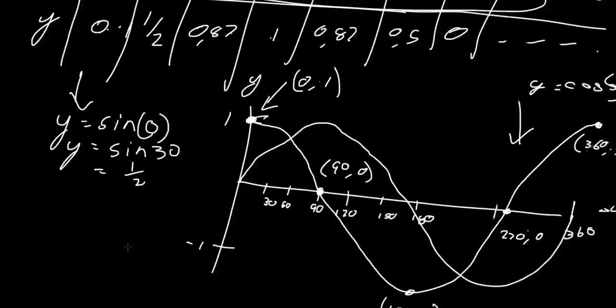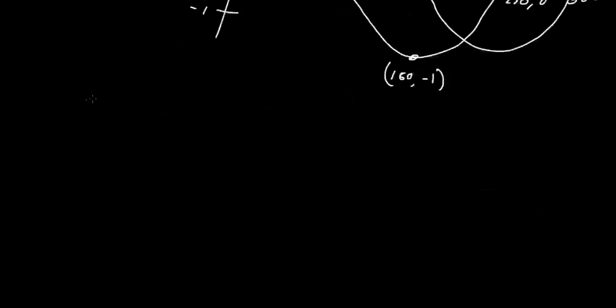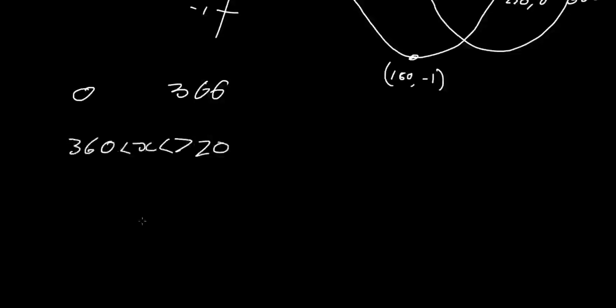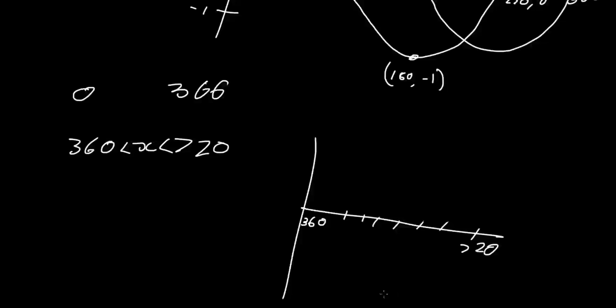And just be careful. Remember, here they say sketch the graph for the values of x between 0 and 360. If they tell you to sketch it between, say, 360 and 720, so for x between 360 and 720, then remember, when you draw your graph, it's going to look like this, and you're going to start here at 360, and you're going to go all the way up to 720, and you're going to draw your graph there.